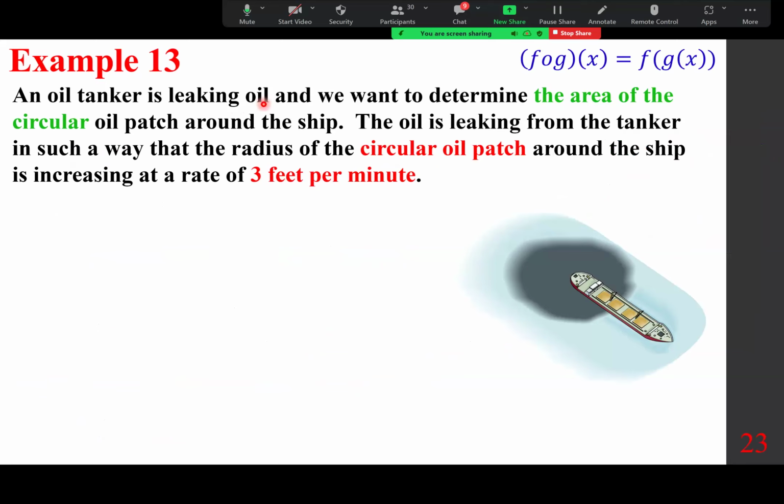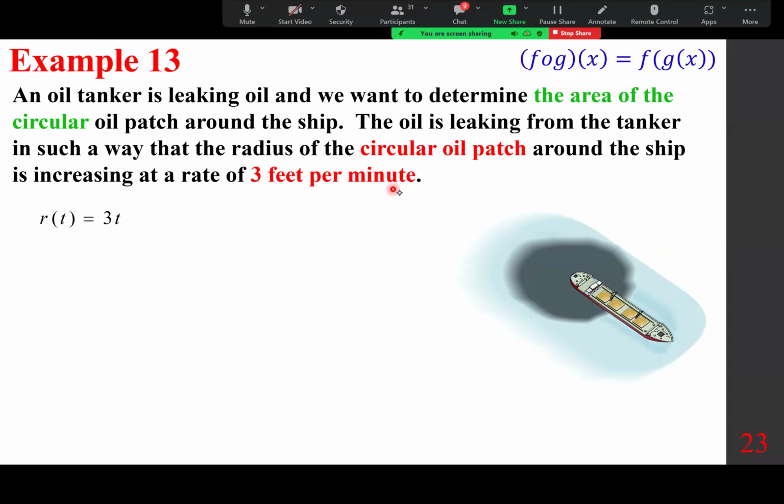Application. An oil tanker is leaking oil and we want to determine the area of the circular oil patch around the ship. The oil is leaking from the tanker in such a way that the radius of the circular oil patch around the ship is increasing at the rate of 3 feet per minute. Okay. So we are interested in finding the area. And remember, what is given? The radius is increasing 3 feet per minute. So r of t is 3 times t, 3 feet per minute.